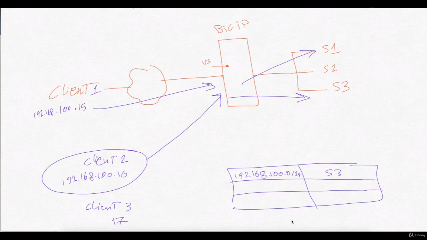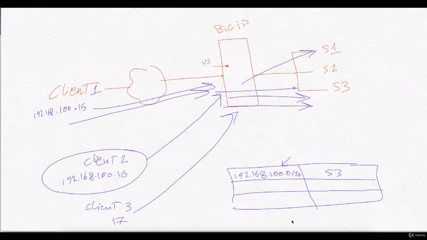So now client 3 comes to the BIG-IP. This persistence record will apply to client 3, so client 3 will go to server 3. Now client 1 comes, and client 1 will go to server 3. So the whole subnet will be sent to server 3 for the period of 180 seconds.